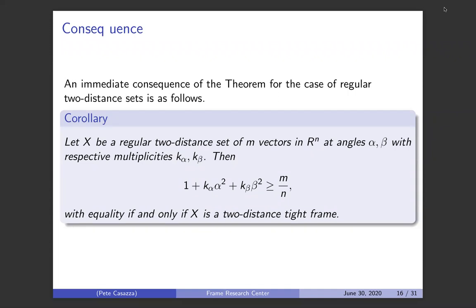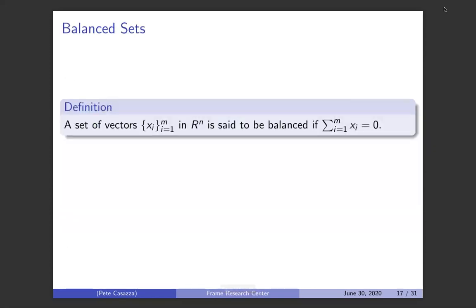So one could think of this as a generalization of the frame potential, which is only defined in R^2. This holds in R^n for every n, but it's also specialized for regular two-distance sets.